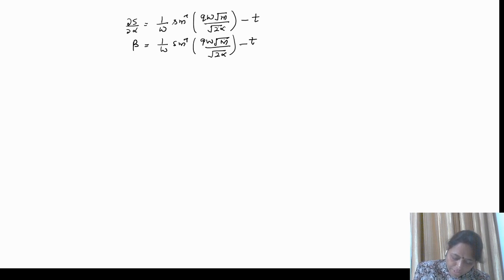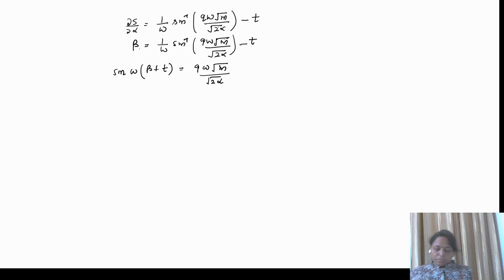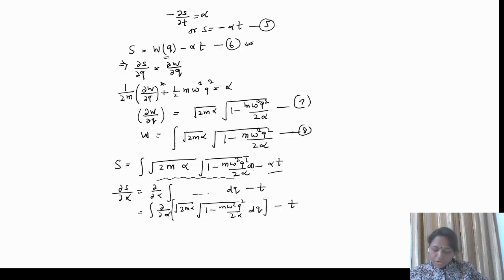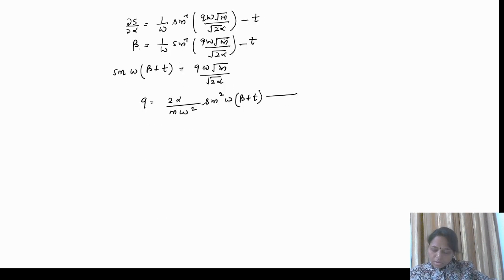And finally, by solving this, you will get omega times (beta plus t). Take this t this side. Then sine of that is q omega root m upon root 2 alpha. So in this way, you may get your q. q is 2 alpha upon m omega squared times sine squared of omega (beta plus t). This is your q. Equation 9.